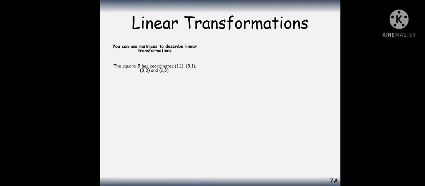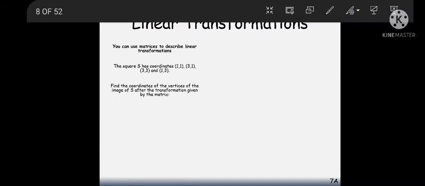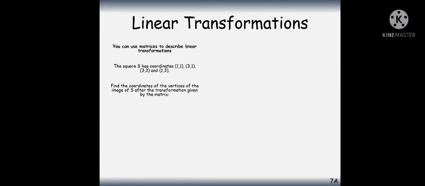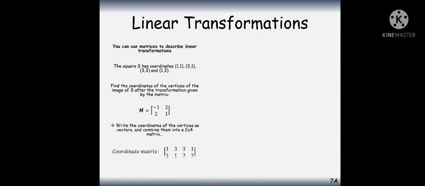Okay, so the square S has coordinates 1, 1, 3, 1, 3, 3, and 1, 3. Find the coordinates of the vertices of the image after the transformation given by the matrix M, which is minus 1, 2, 2, and 1. Write the coordinates of the vertices as vectors and combine them into a 2 by 4 matrix. So I've got my coordinate matrix. So the information has gone into a box.